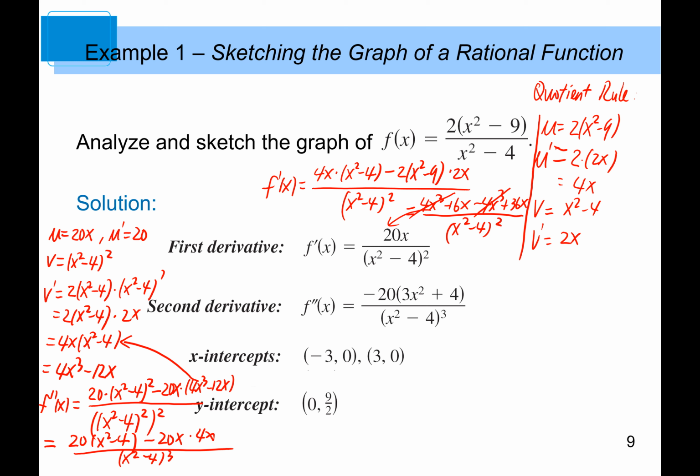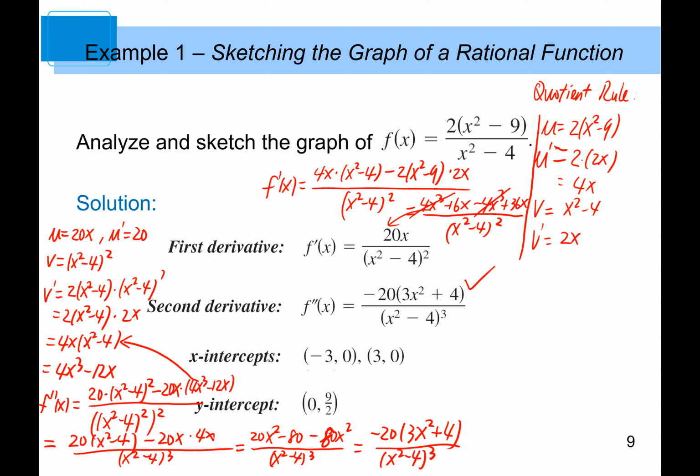So after you finish simplifying this, you'll end up with 20x squared minus 80 minus 80x squared. 20x squared minus 80x squared is negative 60x squared. And the LCD here will become negative 20, right? And 3x squared plus 4. That becomes the numerator, and (x squared minus 4) cubed is the denominator, so that's why it matches the outcome here.